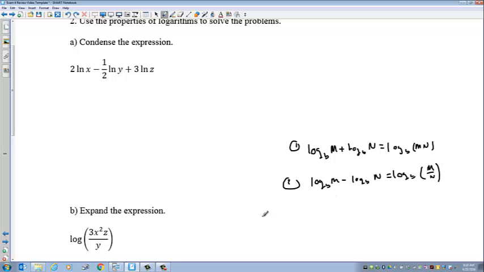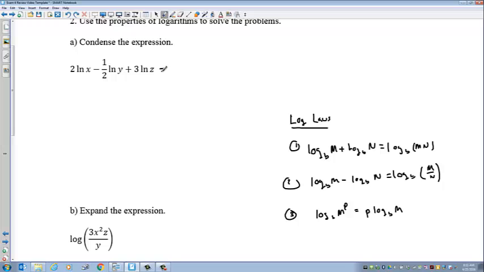And then the final one is a power rule. So you have a product rule, quotient rule, and then this power rule. It works with powers. So log base b of m to the power p, the p can come down in front. So the power comes down in front: p times log base b of m. These are sometimes referred to as the log laws, or just the rules of logarithms. And we're going to use these 3 rules to write this as a single logarithmic expression.